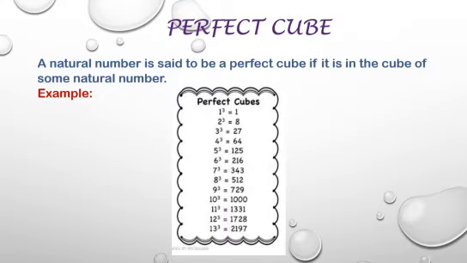Perfect cube. A natural number is said to be a perfect cube if it is the cube of some natural number. Here you can see the perfect cubes of 1 to 13 are given. So 1, 8, 27, 64 are all examples of a perfect cube. How can we find that? 1 cube means 1 into 1 into 1 is equal to 1. 2 cube means 2 into 2 into 2, that is 8. So all these are examples of a perfect cube.